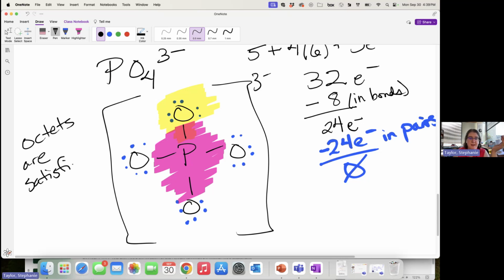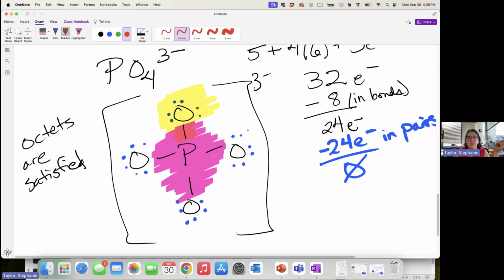So right now I have a structure where my octets are satisfied. I know I did not do every single oxygen, but if you look, every single oxygen is identical. Every oxygen has 1 single bond and 3 lone pairs. So every oxygen is the same. The one in yellow is fine. They're all fine. So next up, then what I actually want to do is formal charge.